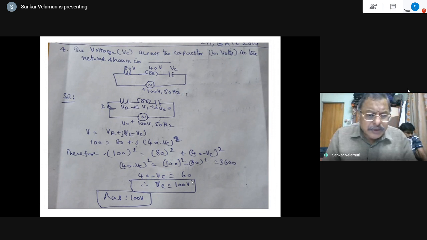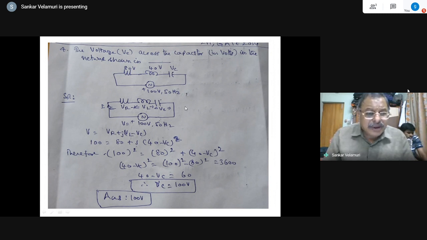VC is giving minus 20, plus or minus. Okay, yes, plus or minus you can take. So therefore its value is 100 volts. So that is clear, that is 100. That means you can take it as a minus value also sometimes, because it is capacitive voltage. 40 minus VC is minus 60. So VC is 100 volts is the answer that is being given.